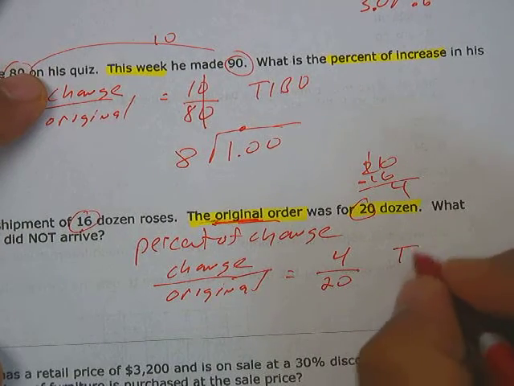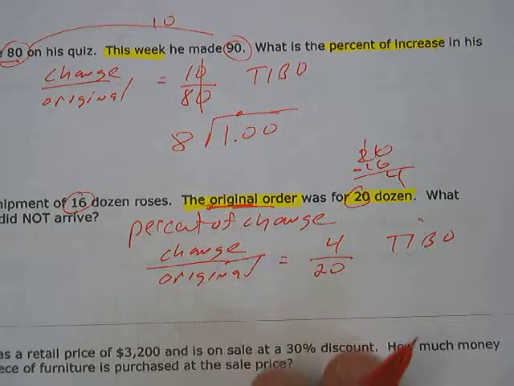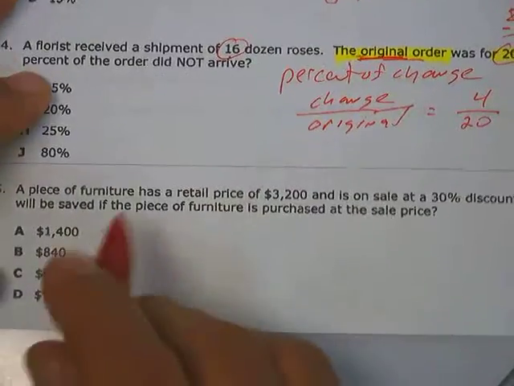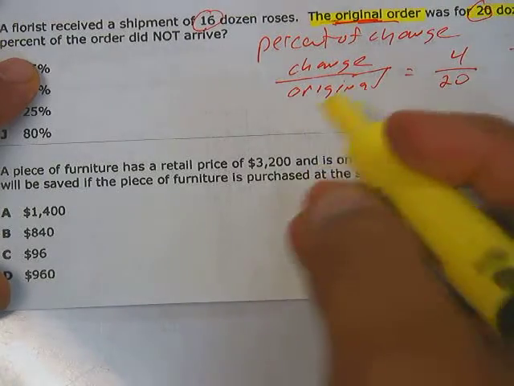That means that they didn't get the difference. That means that the difference is my change. So my change was 4. And then I'll use T-bar. Top in, bottom out.